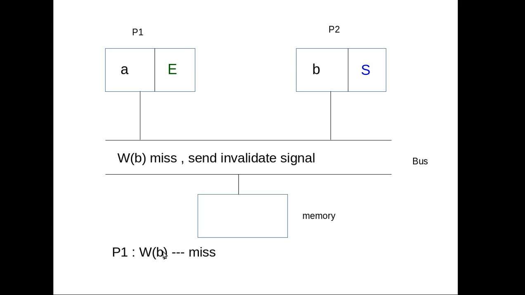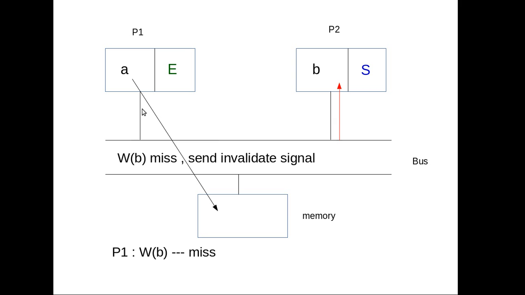So we place write B, as P1 doesn't contain data B, it's a miss. So write B miss is placed on bus, and there is a bus hit, as P2 also contains the data B in shared state. So bus sends invalid signal to P2.